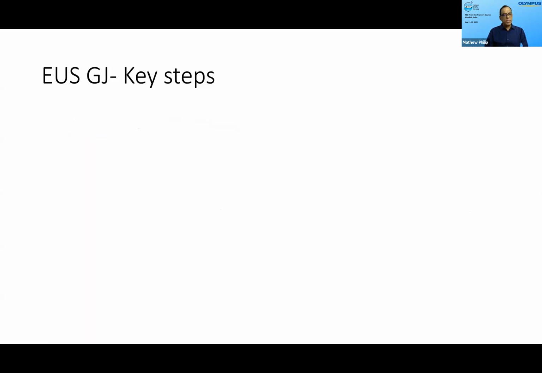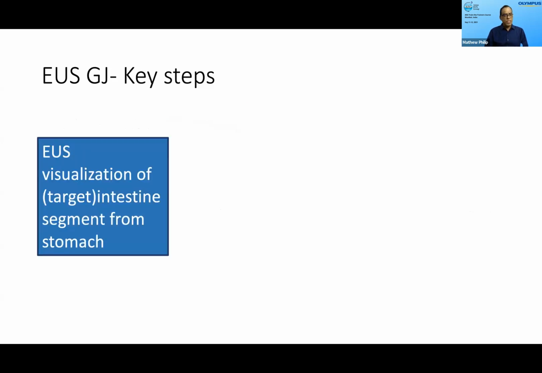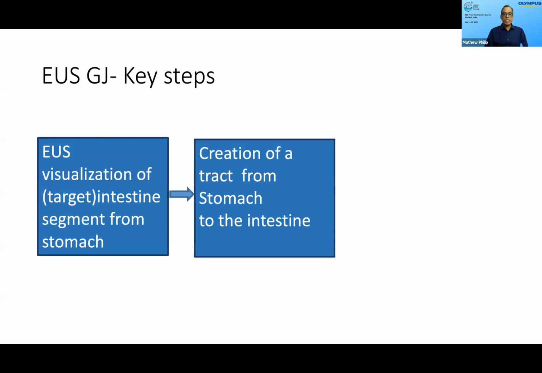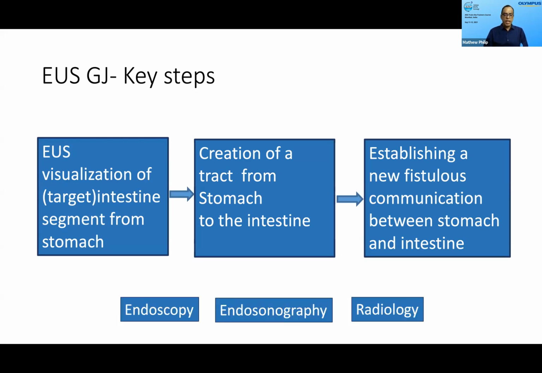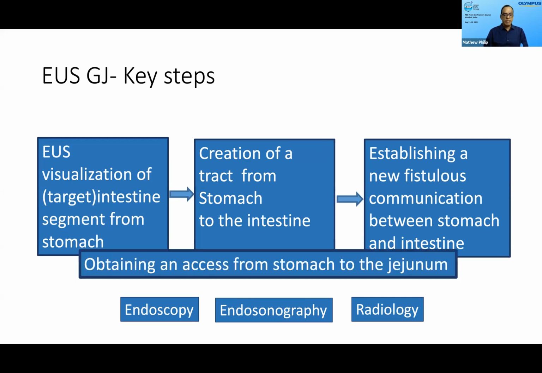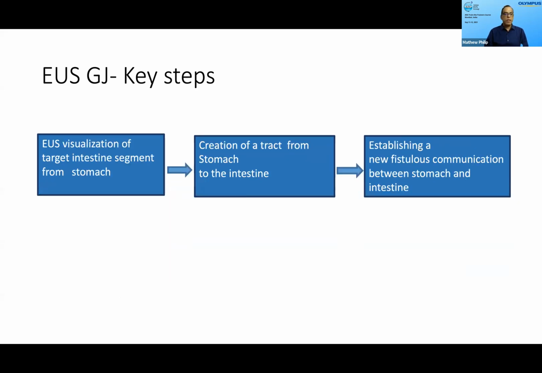So what are the key steps in EUS-GJ? The first step is to target an area for better visualization of the intestine, a segment you have to visualize from the stomach. Next, you have to create a tract from the stomach to the intestine. And the last one is to establish a new fistulous communication between the stomach and the intestine. This is done by a combination of endoscopy, endosonography, and radiology. In essence, it is obtaining access from the stomach to the jejunum or the small intestine. So let us look at each step.